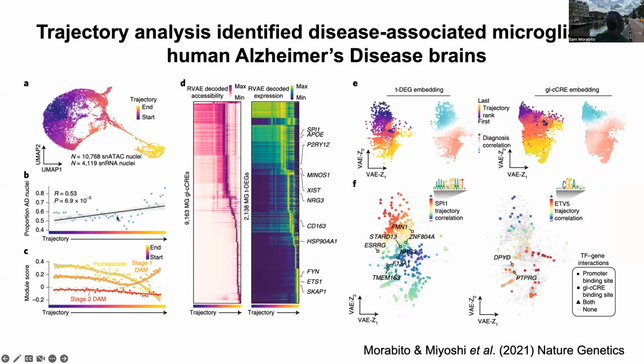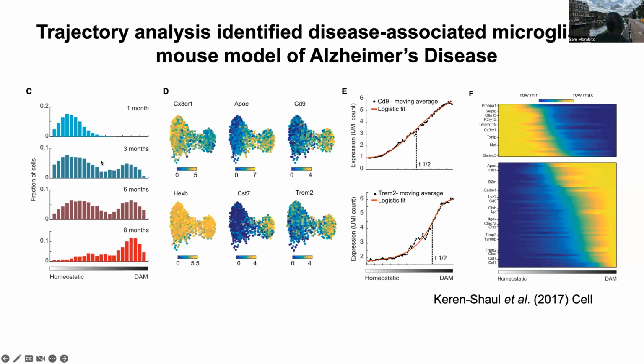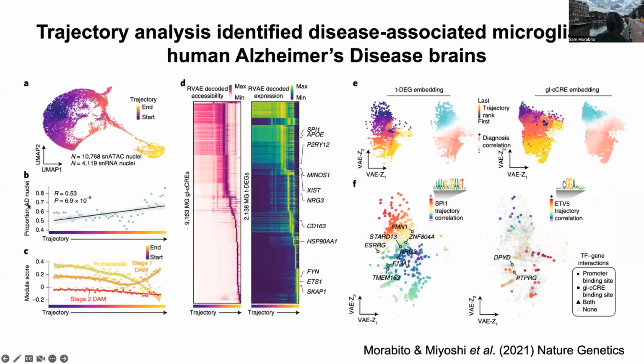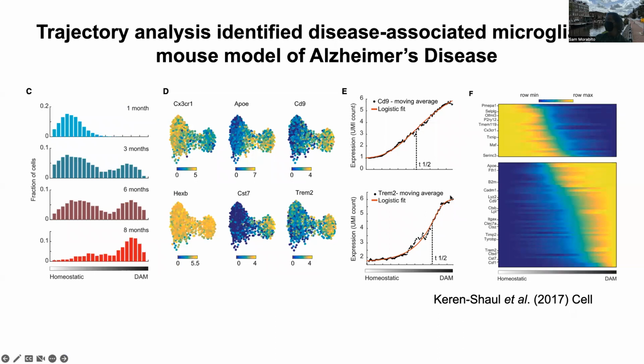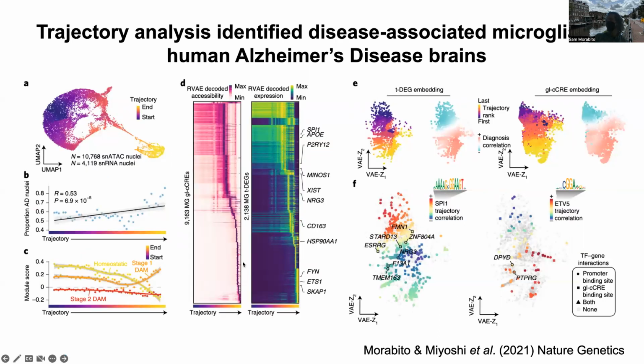We also looked at something similar to their plot here. We showed that the proportion of nuclei from Alzheimer's brains was increasing along the trajectory. And we also looked at these gene modules. These are actually the genes from this paper that they identified as stage 1 and stage 2 DAM genes. And we were able to see that one of the stages was not really there in the human data at all.